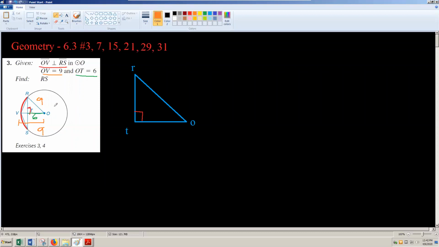We've got OV, which is the radius, so this is going to be OV as well. This point out here is going to create RO as 9. I was told that TO is 6, and I don't know what this thing is, so I'm just going to call it a variable. I'll just use X. We always use X. X squared plus 6 squared equals 9 squared.